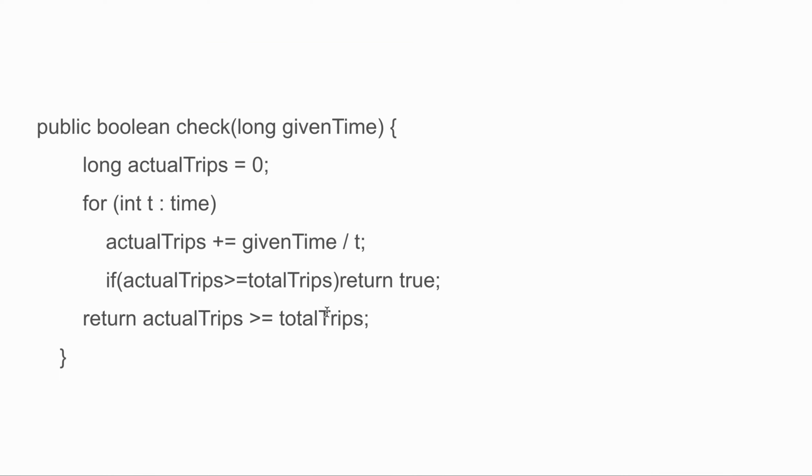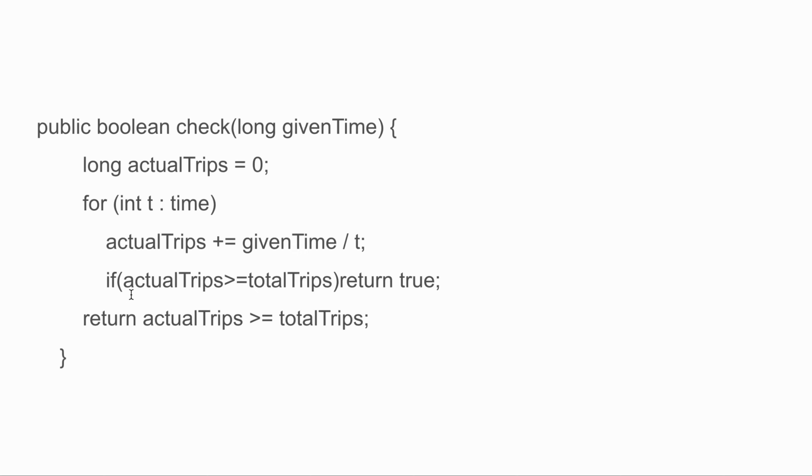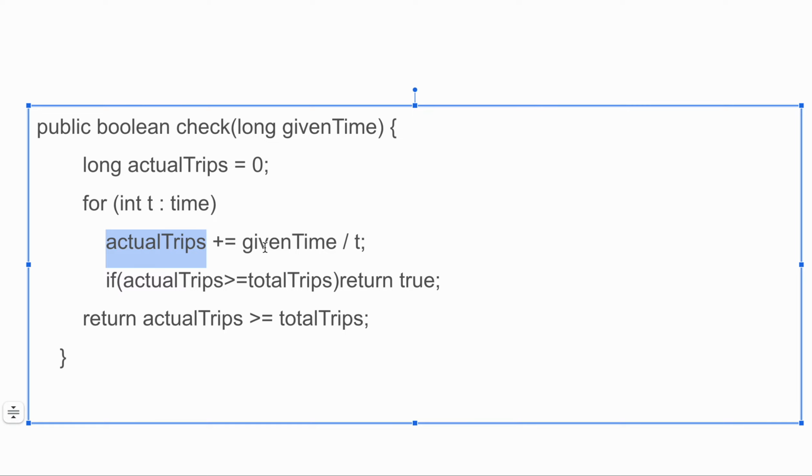So I was talking about the magical function. Let's define what the magical function is. It is very simple. What we are doing is we are just computing the number of trips. For example, t is equal to 15. The bus 1 can complete 15 trips. Similarly, what we are doing is we are increasing the actual trips, that is the given time, by t.